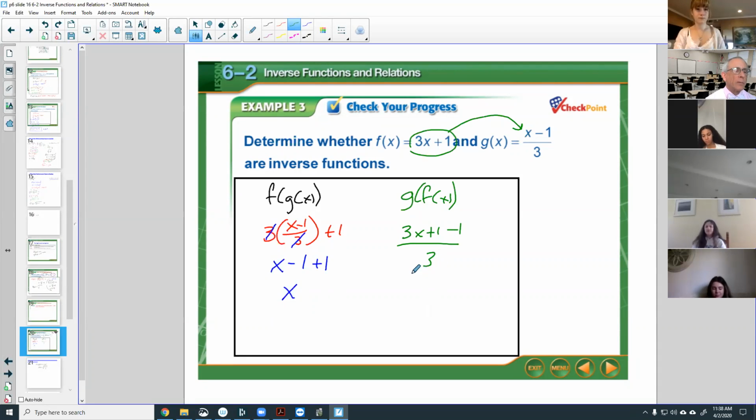Okay, so now what's my numerator? How do I simplify my numerator a little bit here? Well, you would get rid of the 3's, right? Not yet. First, we need to get rid of the 1's. Can we get rid of these 1's? Yes. So now I have 3x over 3, right? And then the 3's. And what am I left with? X. There we go. So they're inverse. Either way, it shows that they're inverse.